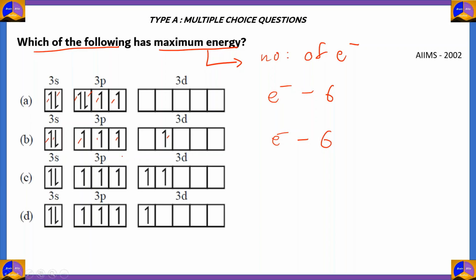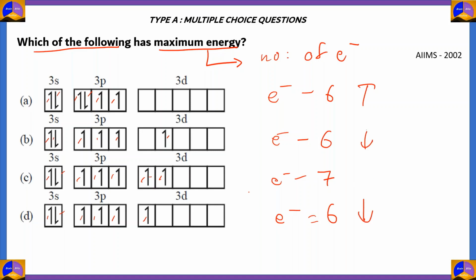And then in option C, we have 1, 2, 3, 4, 5, 6, 7. So the number of electrons here is equal to 7. And for option D, it's 1, 2, 3, 4, 5, 6. So the number of electrons is equal to 6. Among the electrons in the ones with 6, the ones in the 3s and 3p orbitals will have more energy, because when you're taking them out, the ionization energy will be more. So this has higher energy, and these two will have lower energies.